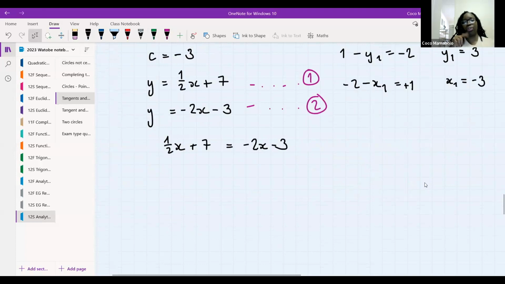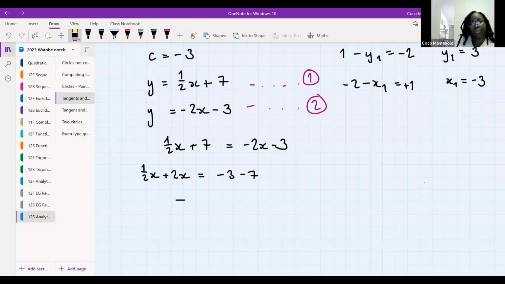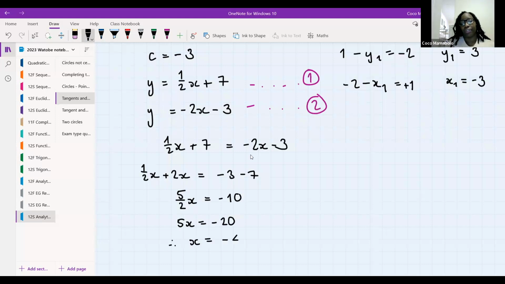I'm just going to take the -2x over to the other side and take the 7 over to the other side. So I'm going to end up with 1/2 x plus 2x is equal to -3 minus 7. 1/2 x plus 2x should give us 5/2 x, which is equal to negative 10. Thank you, teacher Yules, my brain is a little bit befuddled. I'm going to multiply both sides by 2 to get 5x is equal to -20, and then divide both sides by 5. Therefore, x must be equal to -4.